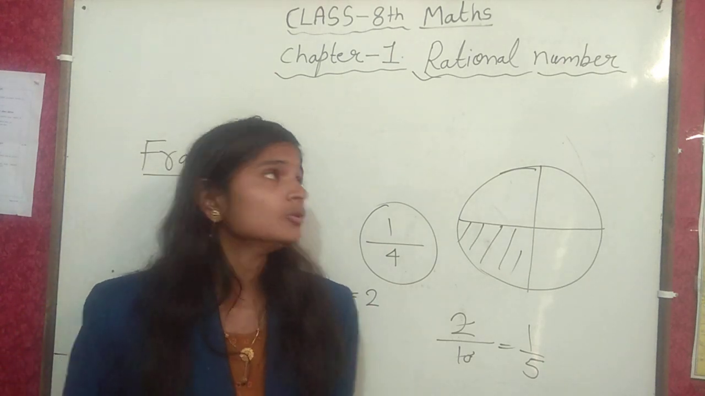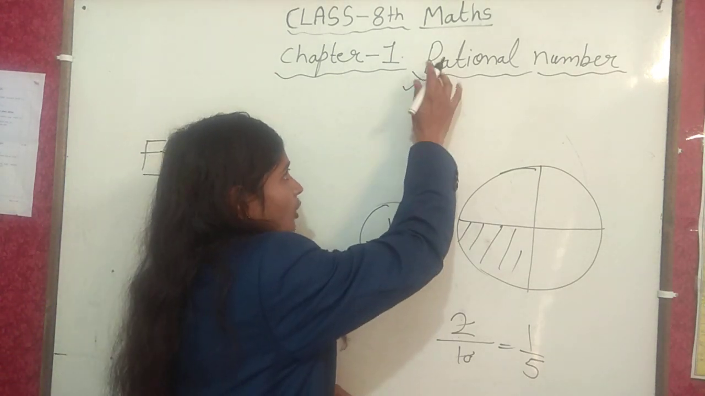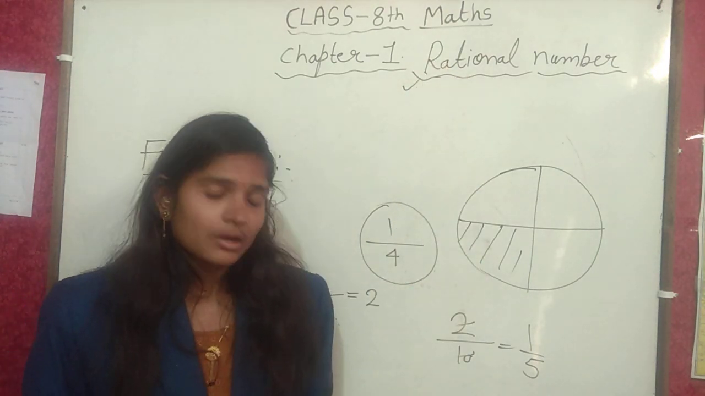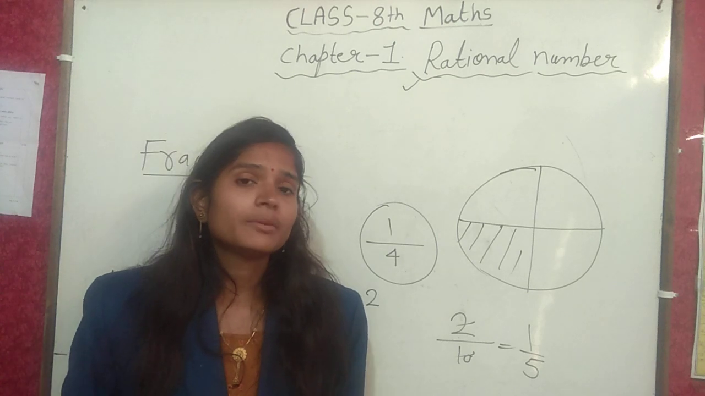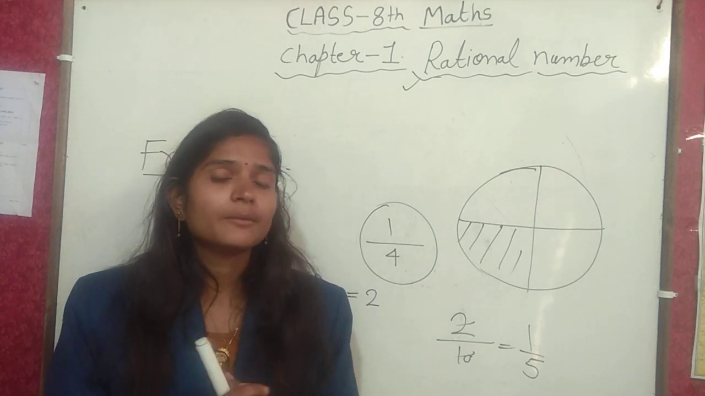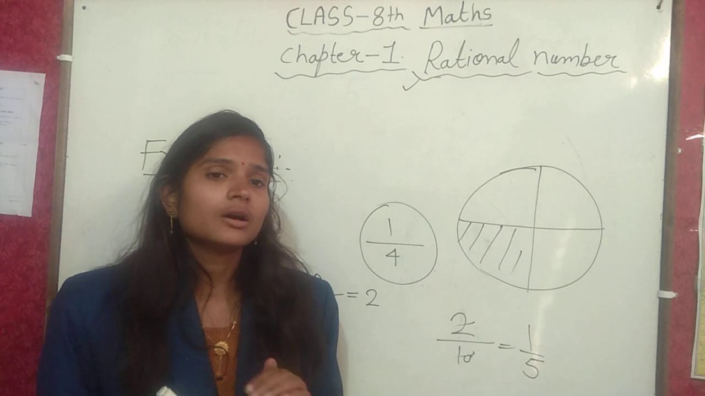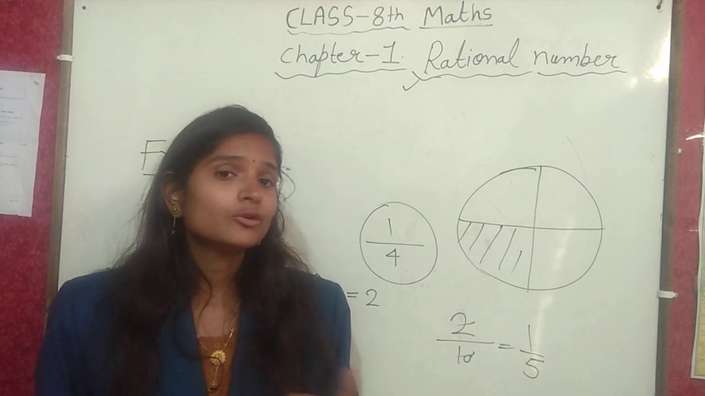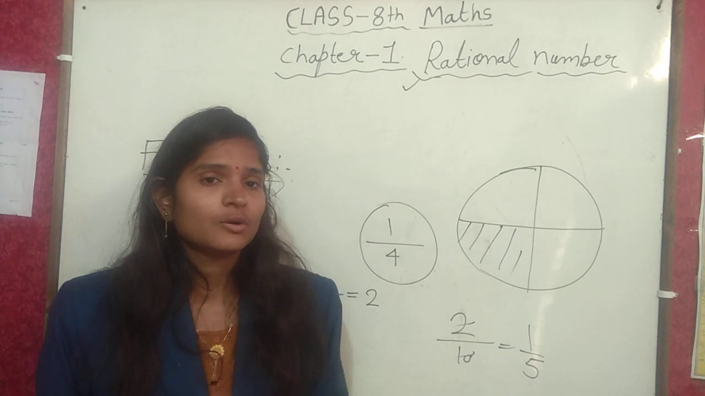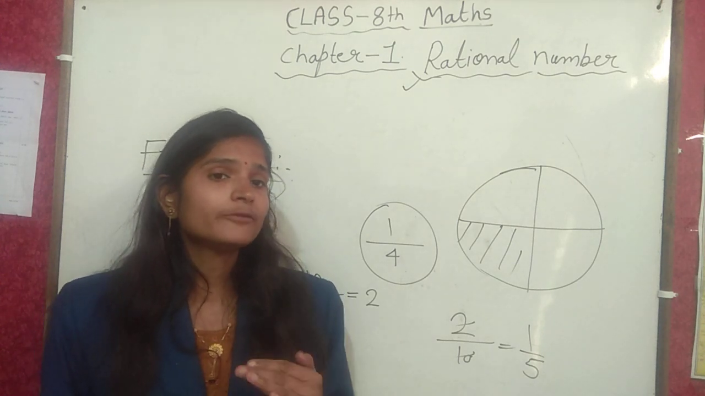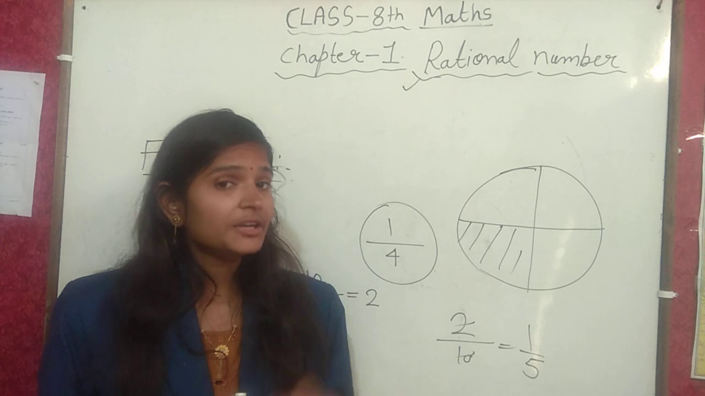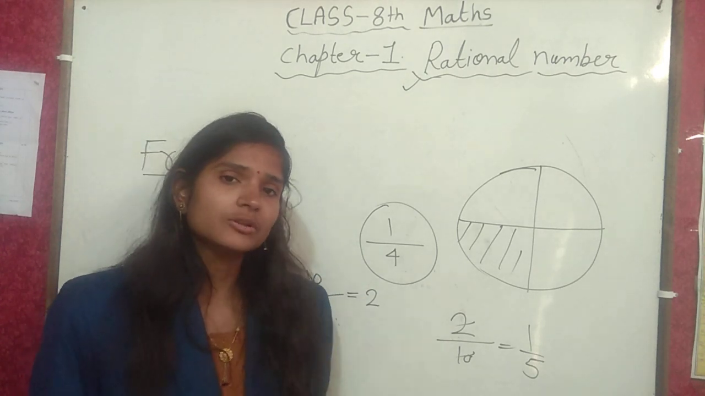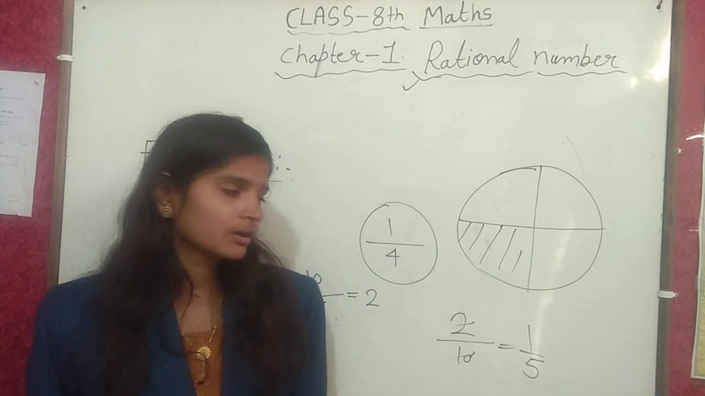Okay, now we will move on to our topic, rational numbers. What do you mean by rational numbers? Rational numbers are the numbers which can be expressed in the form of P upon Q. What do you understand by this? First of all, we will learn the need for rational numbers, why we need rational numbers and why we are studying them.